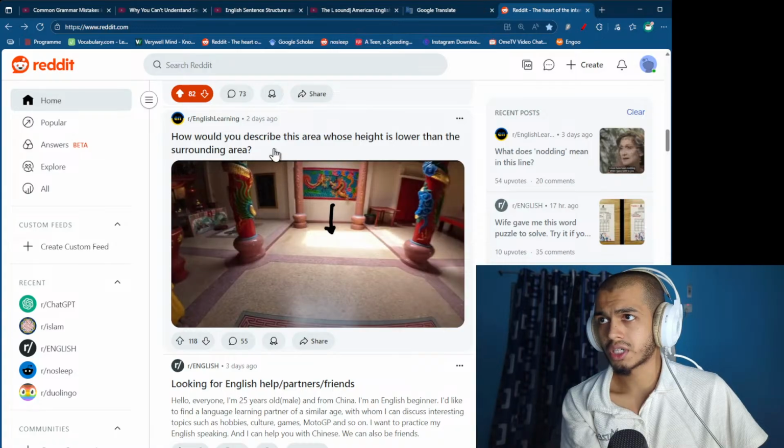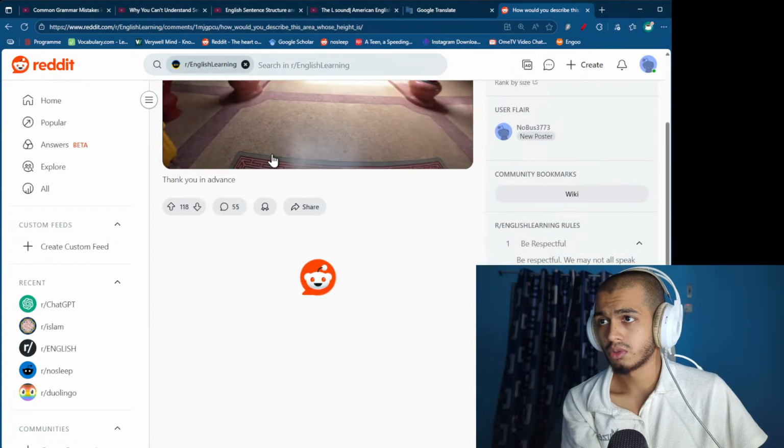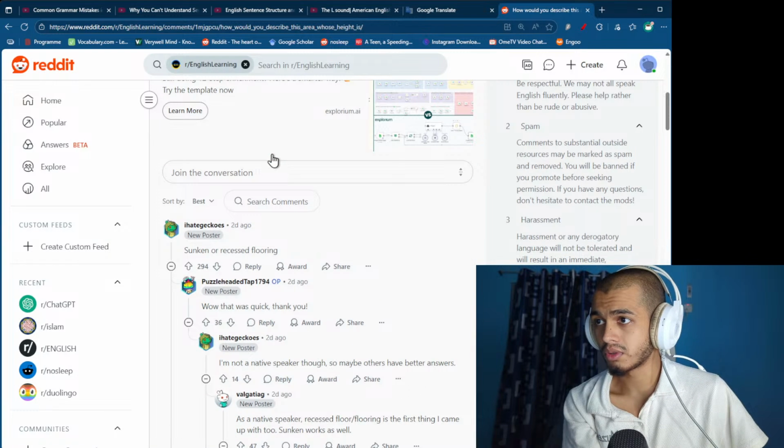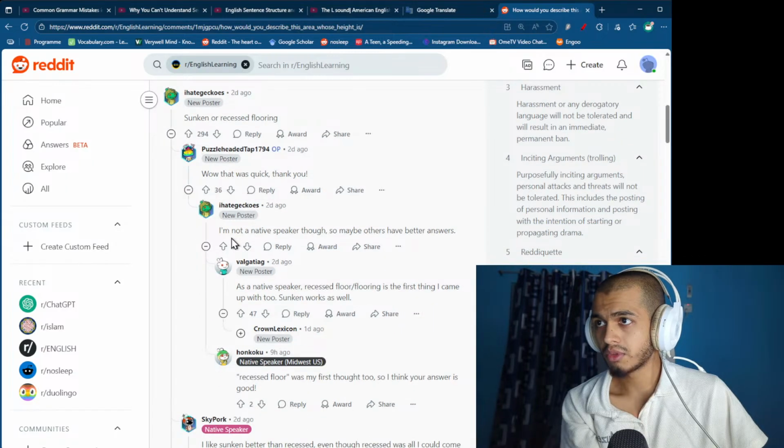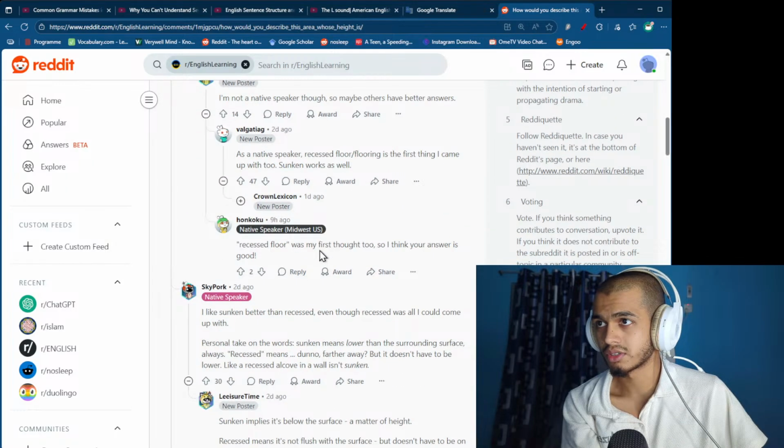How would you describe this area? Those height is lower than the surrounding area. Ooh, it's helping, bro. Sunken or recessed flooring. Wow, that was quick. Thank you. I'm not a native speaker though, so maybe others have better answers.